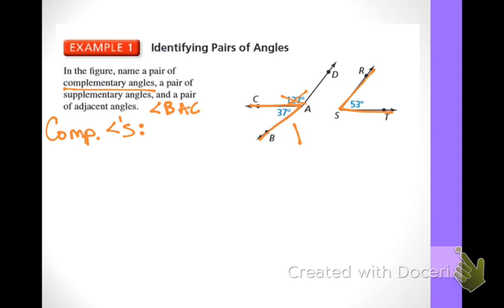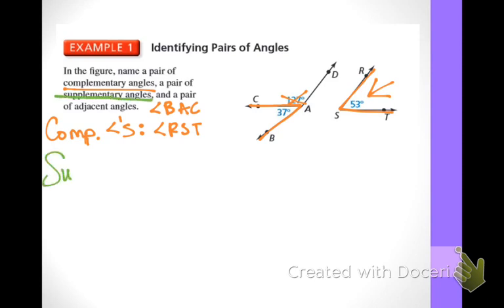CAB. Could I have said angle A? No. Why not? Yeah, it shares a vertex with another angle. So you'd have to use 3 letters. What are ways I could name this angle? RST. You could say RST. What else could you say? TSR. And then what's the last one? Angle S. So angle S because there's only one angle. Okay? So that is complementary.